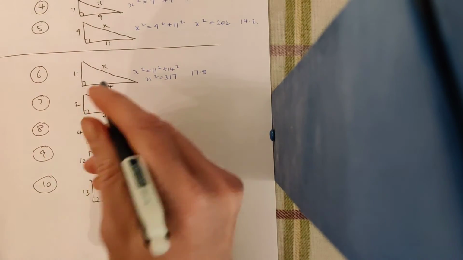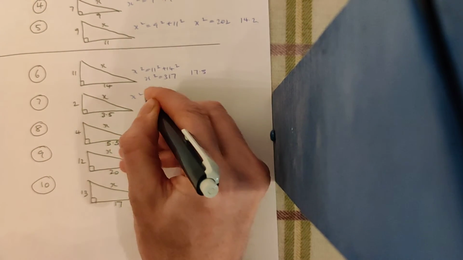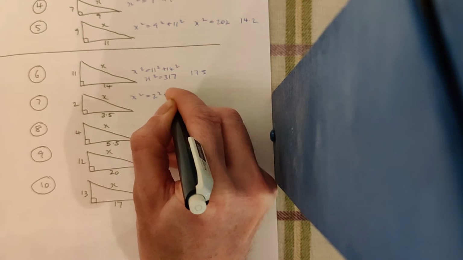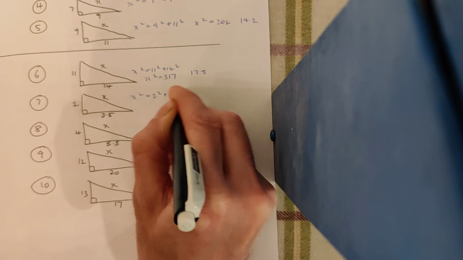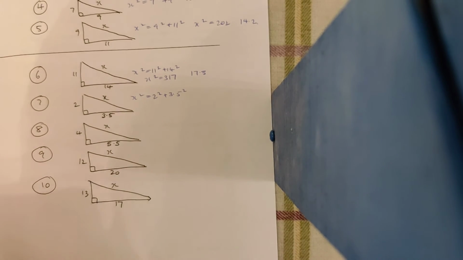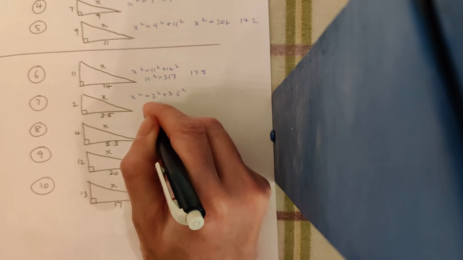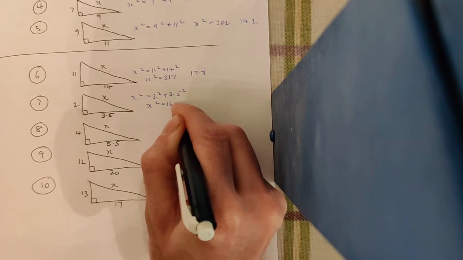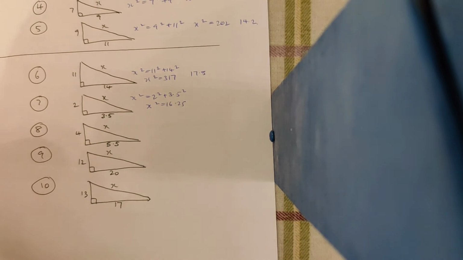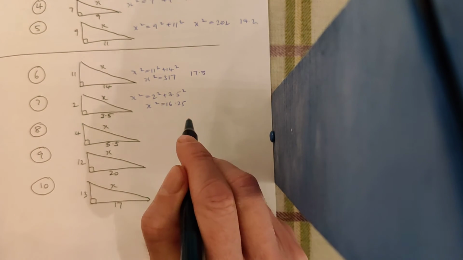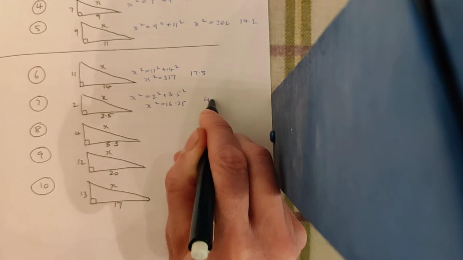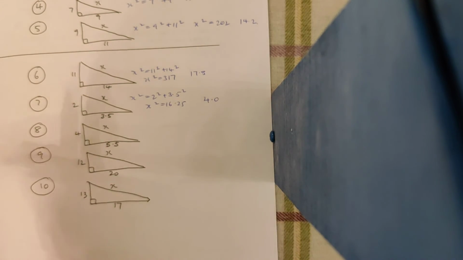Okay. Number 7, x squared equals 2 squared plus 3.5 squared. So type that in, 2 squared plus 3.5 squared is 16.25. And then you square root that answer and you end up with 4.0 to 1 decimal place, 4.0.